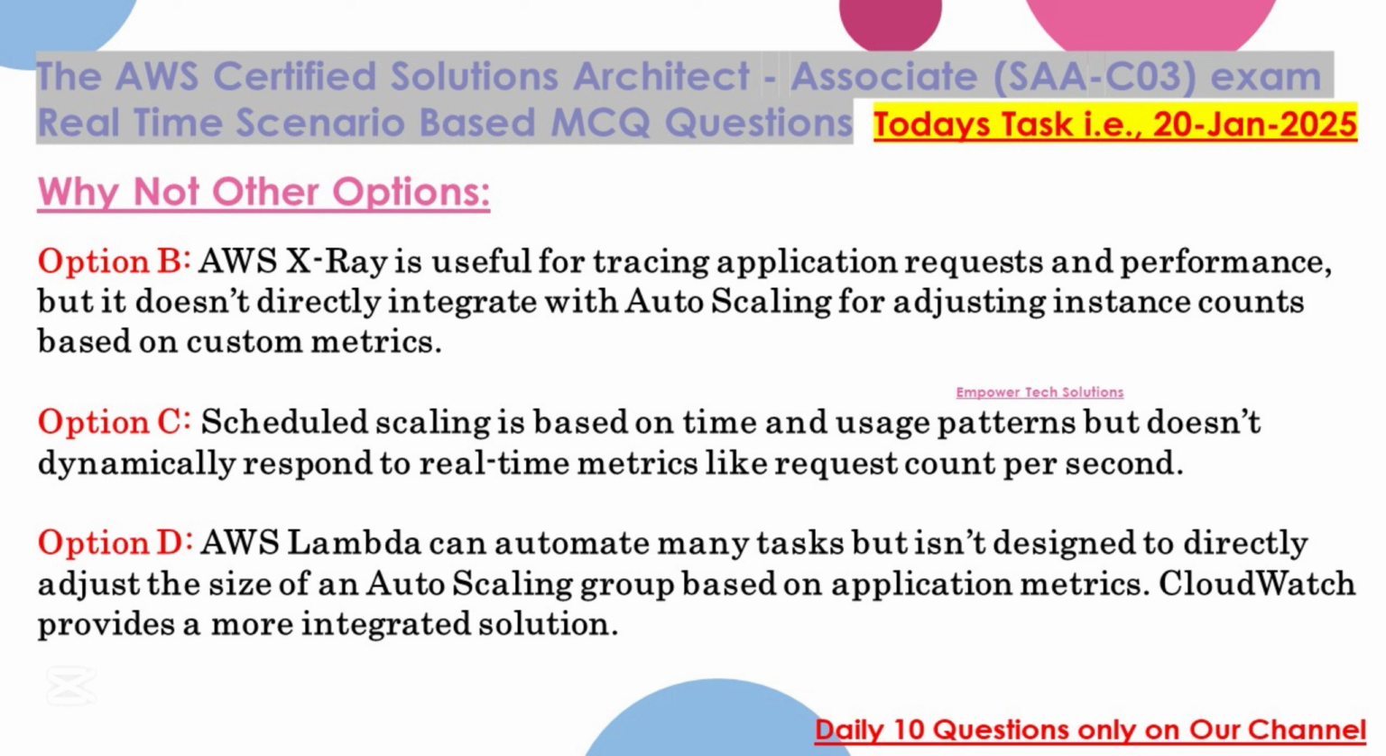AWS Lambda can automate many tasks but isn't designed to directly adjust the size of an auto-scaling group based on application metrics. CloudWatch provides a more integrated solution.